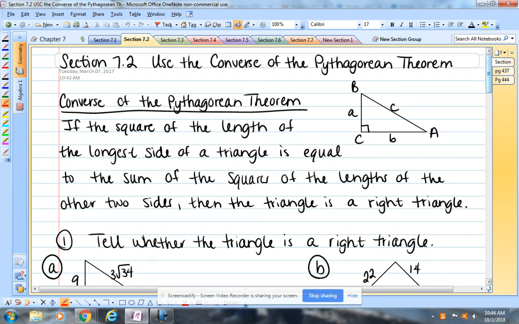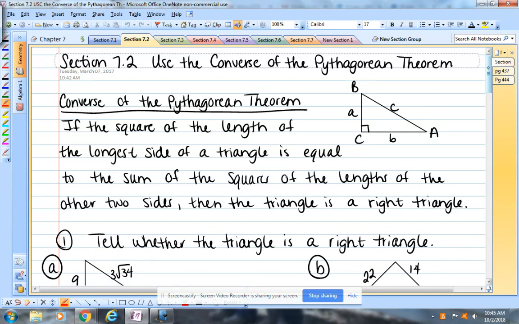The converse theorem basically says if you have a triangle such that a squared plus b squared equals c squared, then it is a right triangle. So the converse theorem proves that you have a right triangle based on having a squared plus b squared equals c squared. Again, you don't have to write it out word for word because it is on your handout. If the square of the length of the longest side of the triangle is equal to the sum of the squares of the lengths of the other two sides, then the triangle is a right triangle. So if the Pythagorean theorem works, then you have a right triangle.